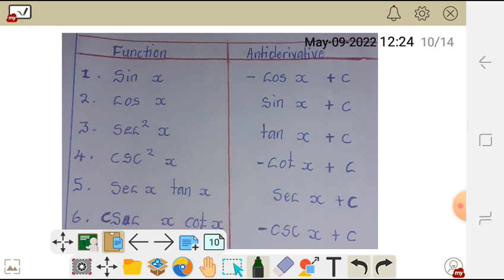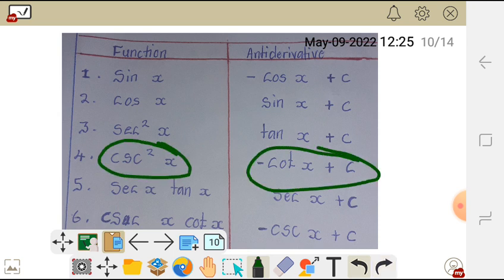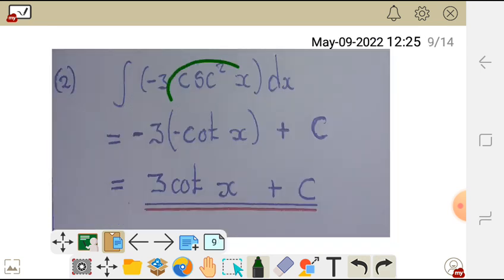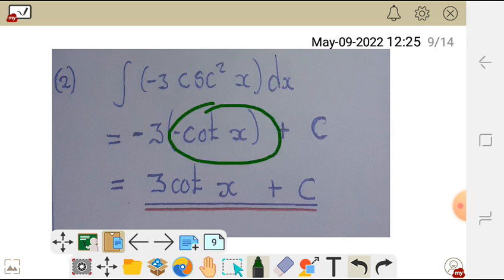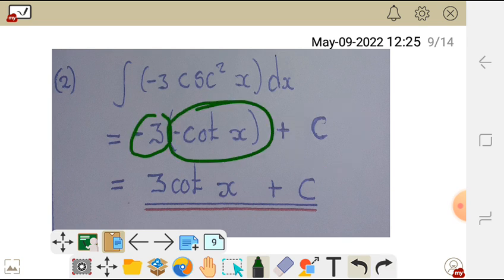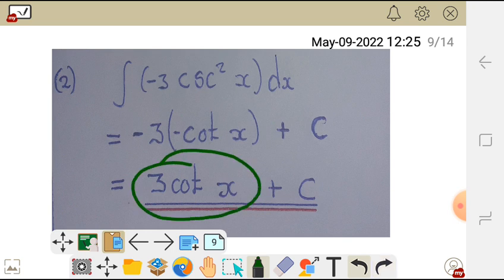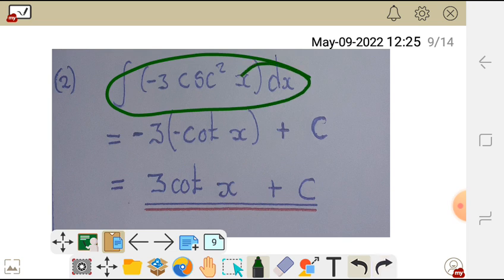It's very important to know these principles. Once you know the principles, you just need to pick according to the question you have been asked. So where there was cosec squared of x, its antiderivative is simply negative cot x. Then you add a c there. So negative 3 multiplied by negative cot, we are going to have a positive 3 cot x, then plus c. That is the solution to that question. This is the antiderivative of that indefinite integral.